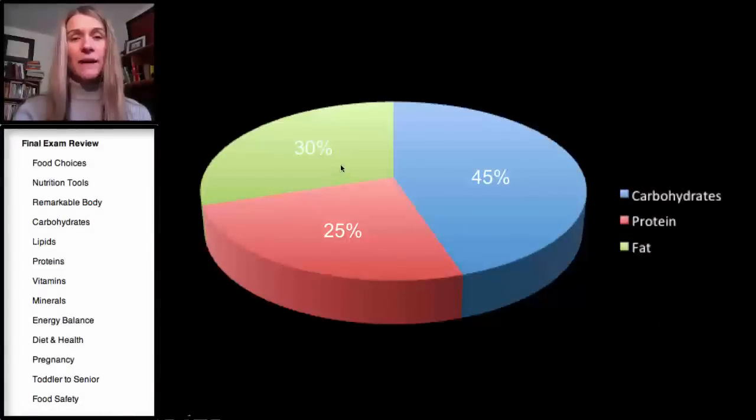And this is what a diet might look like between the carbohydrates, protein, and fat. And remember, it's always going to add up to 100%.